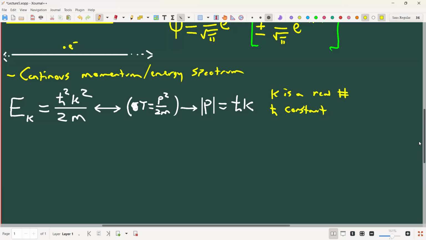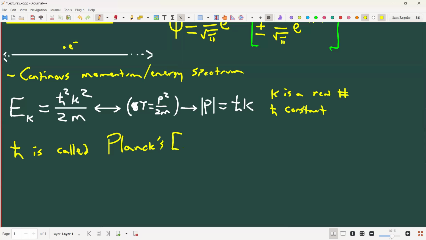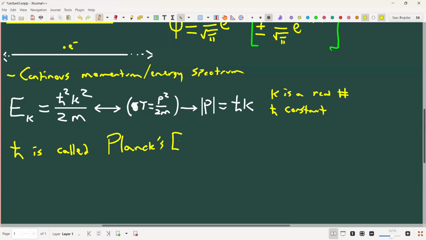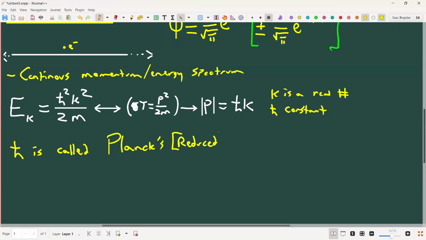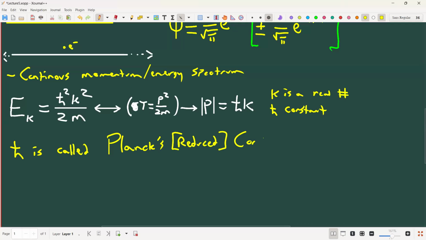Or proportional to a momentum at least. It has some relationship to momentum. Right, and so H bar is called Planck's, and I'm going to put it in quotations. I'll define what I mean by this in a second. This is called Planck's reduced constant.